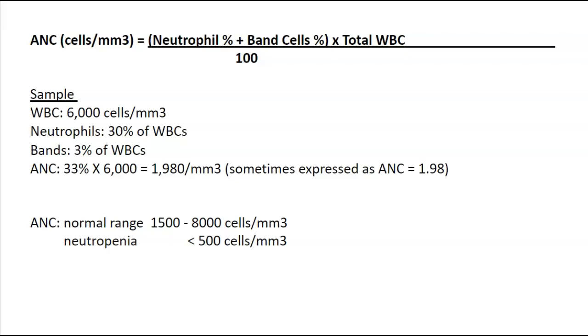Very wide range. A person is said to have neutropenia, honestly, under 500, which means severe risk of infection. I believe that they may actually be neutropenic at 1,000. But I will clarify that in class.